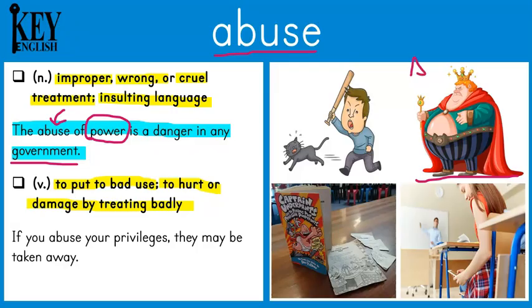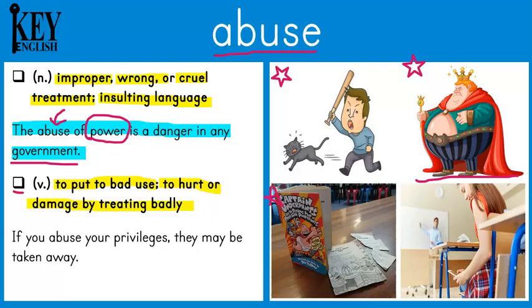So I can make a sentence like, "The king's abuse of power made the people angry." Or if we're talking about harming someone or harming an animal, I could make a sentence like, "The abuse of animals is against the law." And as a verb, we are now doing that action. We're doing the action of using something in the wrong way or not doing something correctly.